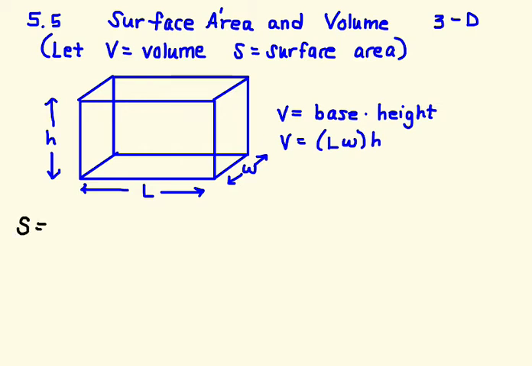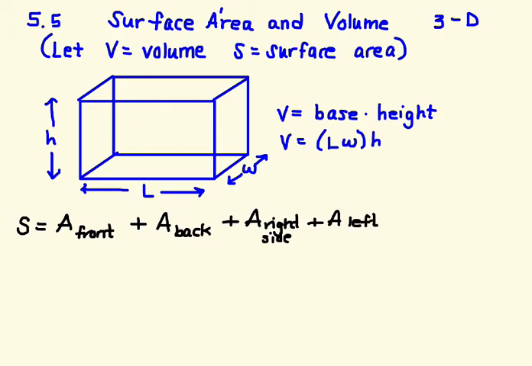If we want to find the surface area of this box, we want to find the area of the front, plus the area of the back, plus the area of the right side, plus the area of the left side. This would be maybe where we want to paint the box completely. Plus the area of the top, plus the area of the bottom.